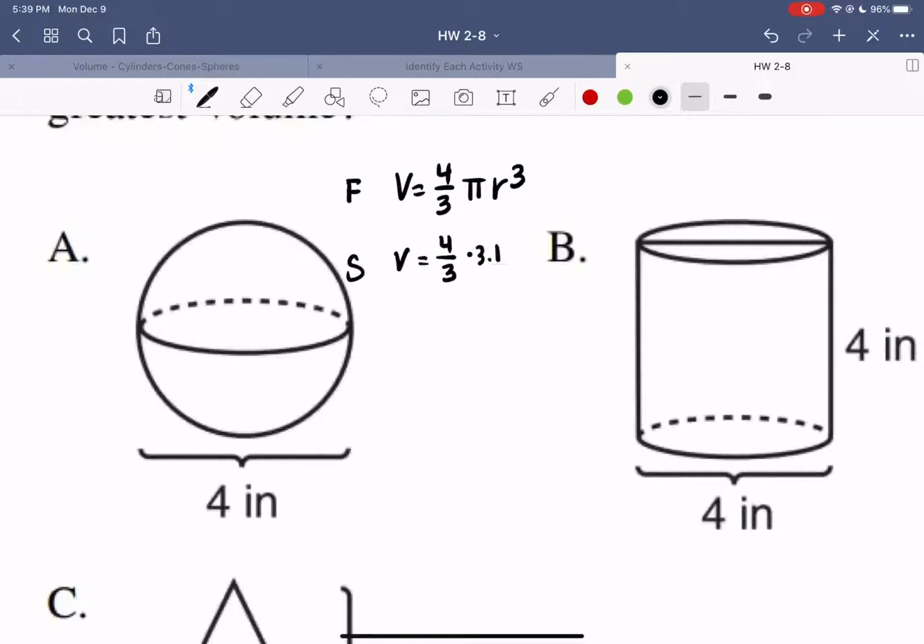times 3.14 times, so they gave us this here, which is going to be our diameter. So our radius is going to be half of that, 2 inches. So times 2 to the 3rd power. From there, you should be able to put that in your calculator and get an answer.